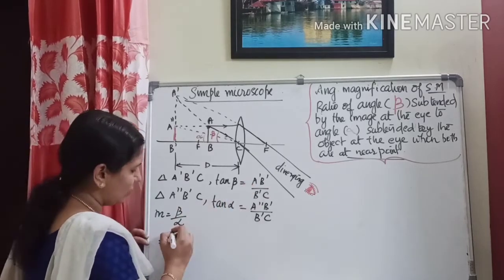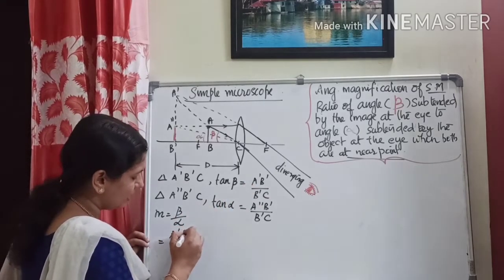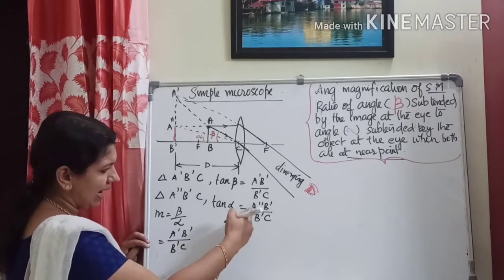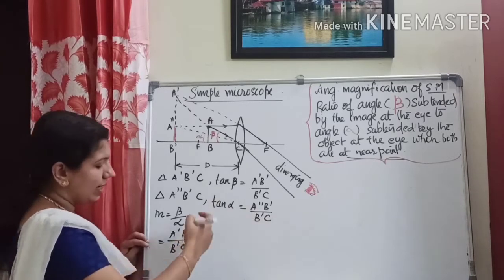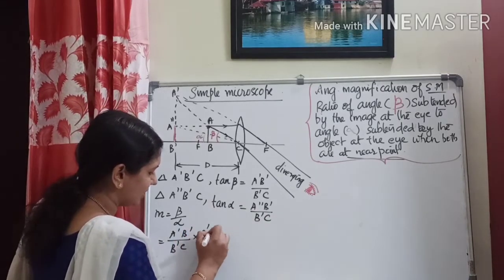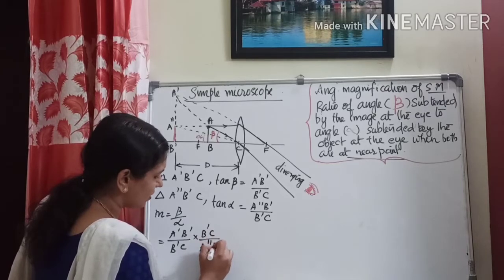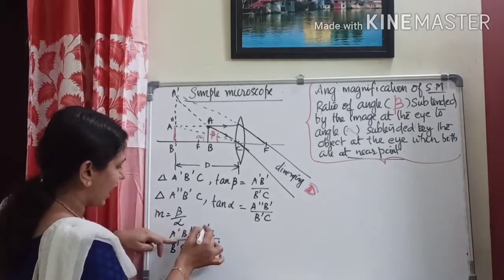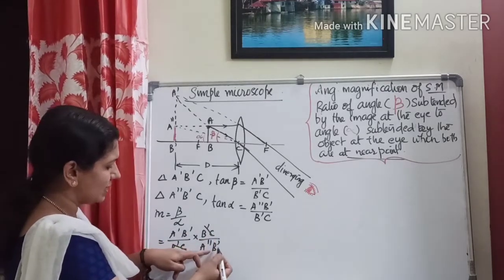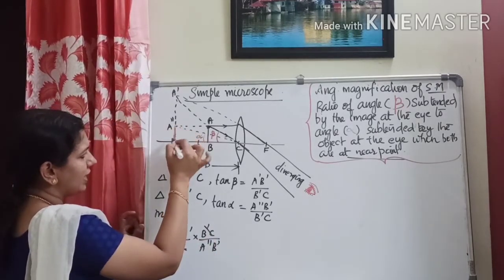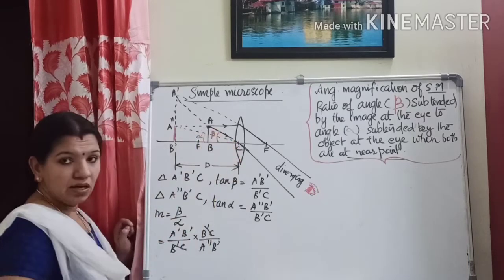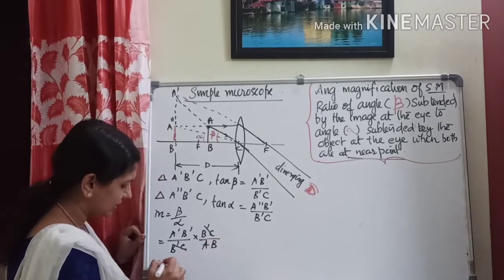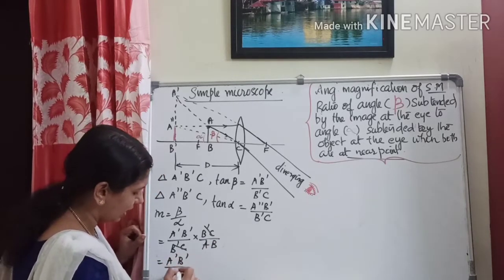So I will substitute the value there. Beta is A dash B dash by B dash C divided by, again, A double dash B dash by B dash C. So taking the reciprocals, you will get B dash C by A double dash B dash. Clear? Now listen, this will get cancelled. What is A double dash B dash? A double dash B dash is equal to AB. Isn't it? So I can write here A dash B dash by AB.